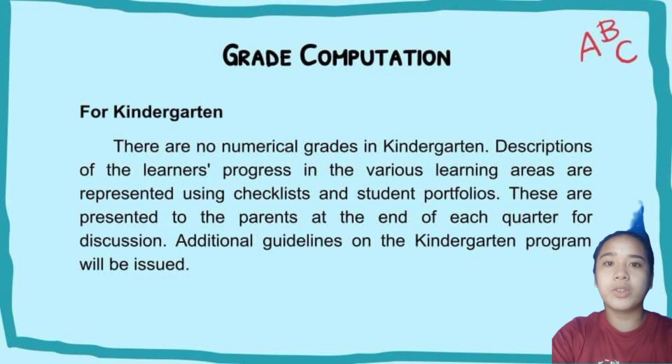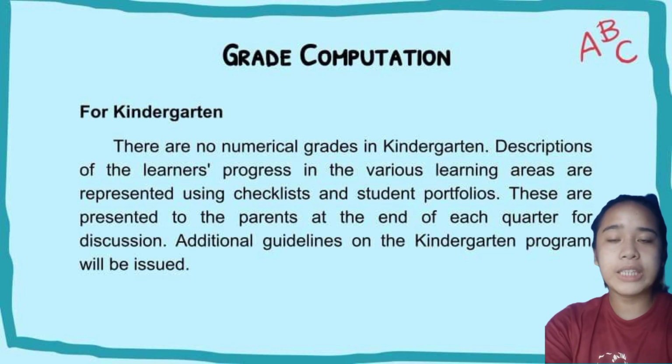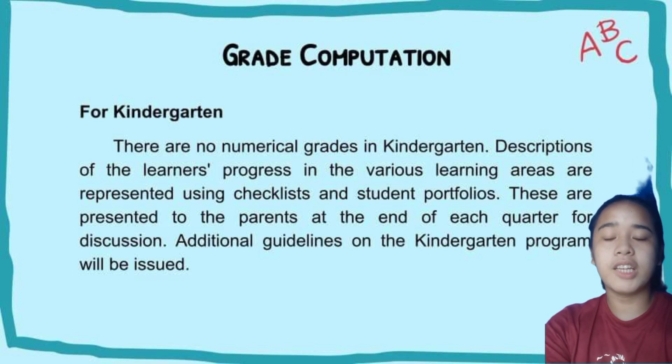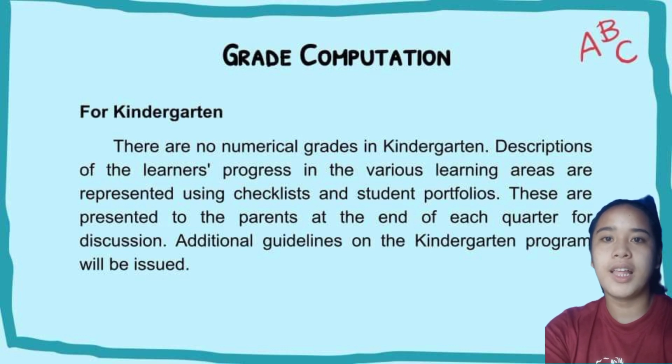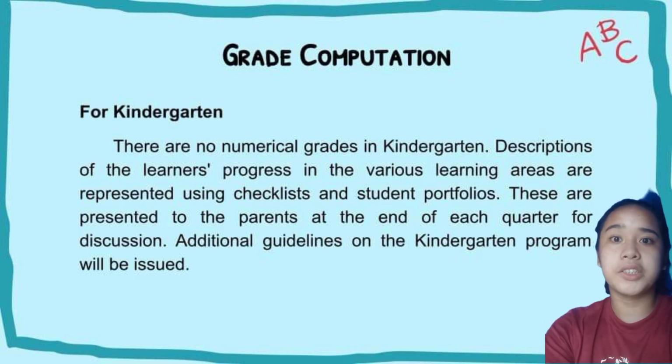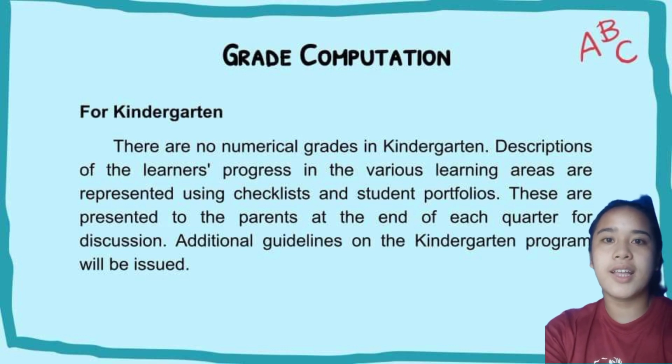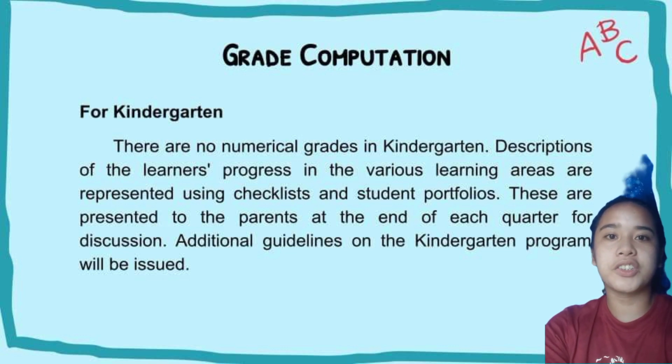Teachers will be able to characterize learners' conduct, attitude, and effort in academic work through anecdotal records or narrative reports. A separate memo or order will be issued with guidelines relevant to the evaluation of kindergarten students. However, for kindergarten, anecdotal reports and checklists are utilized in place of grades. These are based on the kindergarten curriculum guide's learning criteria.